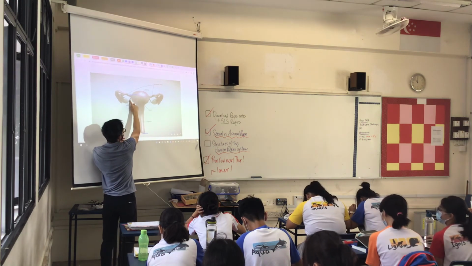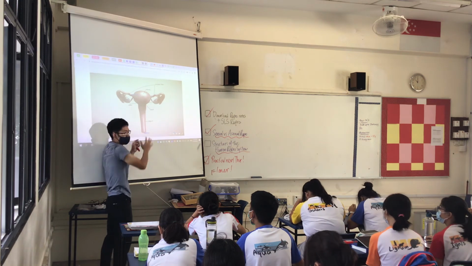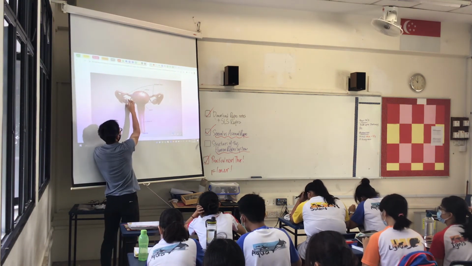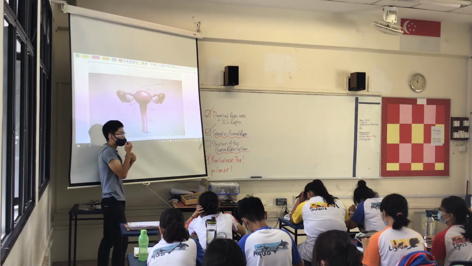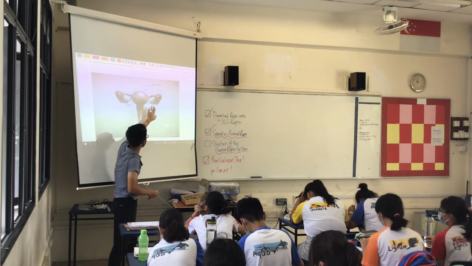So how is the ovary being propped up? By this ligament over here. You see this ligament? It actually connects to the exterior of the uterus. So that's how it props up the ovary. I used to think as a kid that this is connected to the fallopian tube, but it's not. And indeed, these are the ovaries.